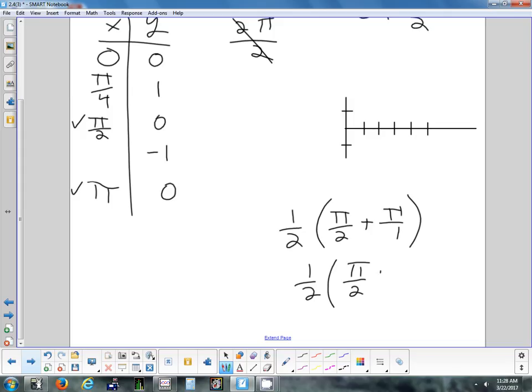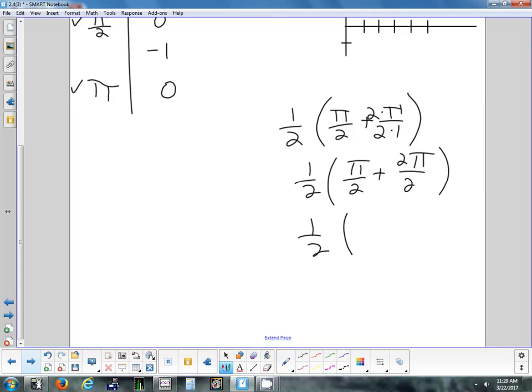Okay, so Mercedes, what would be my common denominator here? 2. So if we did that, we have to multiply the bottom by 2 and multiply the top by 2. All right, so let's add those up. Devin, what's pi over 2 plus 2 pi over 2? 3 pi over 2. Yep, 3 pi over 2. And now the last step is to take half of it, so just multiply straight across. 1 times 3 pi doesn't change anything. But what about 2 times 2? 4. And that's our last coordinate.